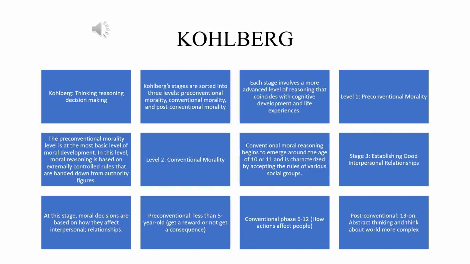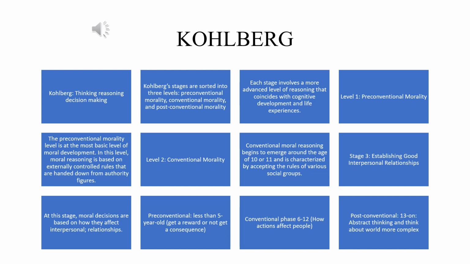Then they should be moving into level 2, which is conventional morality. And conventional morality begins to emerge around the age of 10 or 11 and is characterized by accepting the rules of various social groups. So if you know about 10 or 11-year-olds, they start making friends. They start having arguments with friends at school. They start having BFFs. They start having no BFFs. So this is characterized by accepting the rules of various social groups. So they're learning about society and how to fit in with society and how to stick to the societal rules and regulations that adults live by.